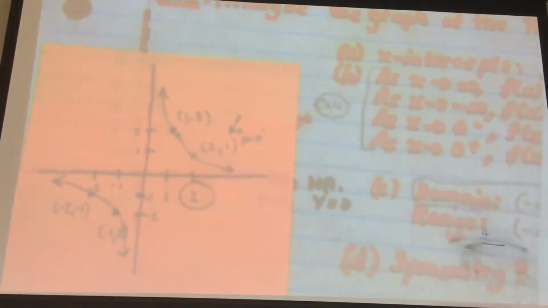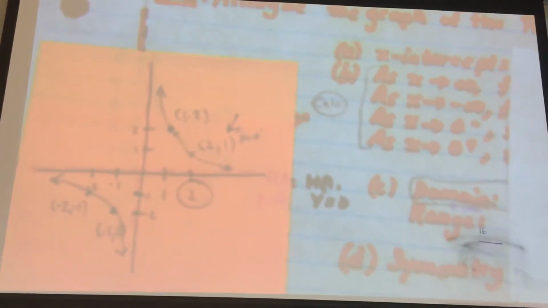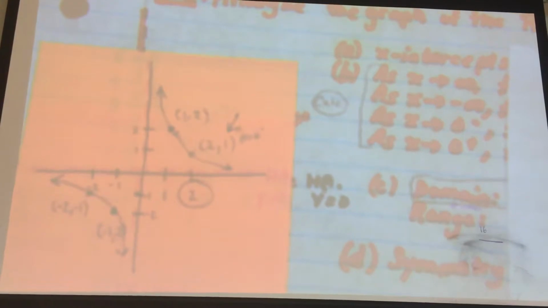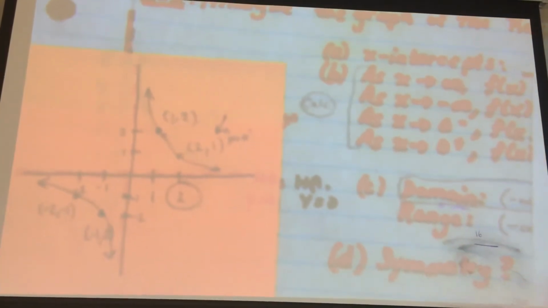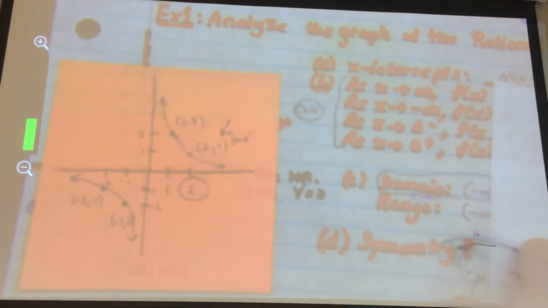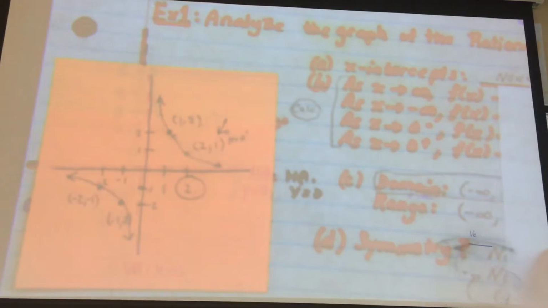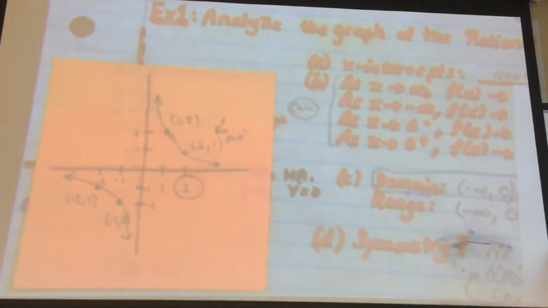Okay, so let's see if we can answer some questions now. What x-intercepts, if any, do we see? None, right? There are none. Very good. The answer there is none. There are no x-intercepts. The next question is asking you about what's happening as you go in certain directions, right?